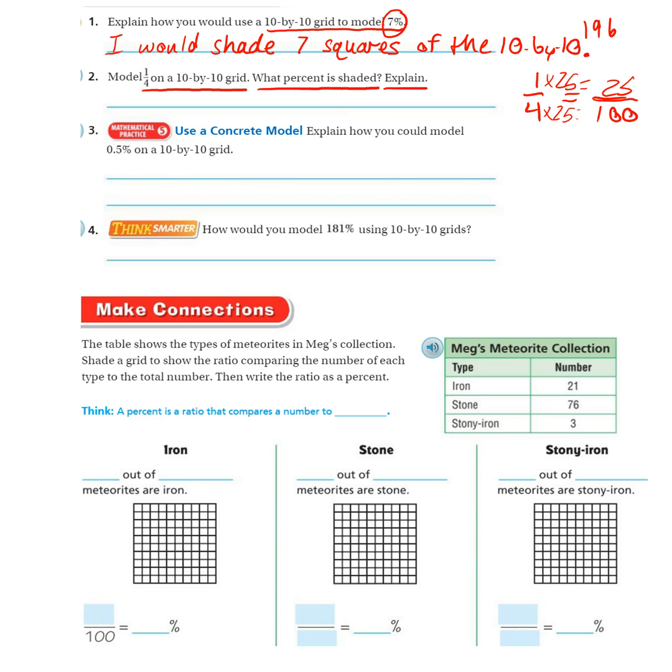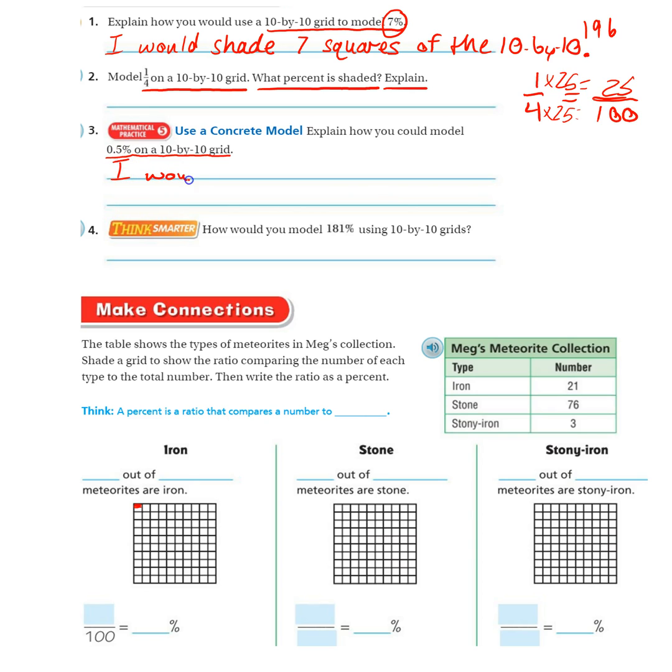Okay. Number 3, explain how you can model 0.5% on a 10 by 10 grid. Okay. So 0.5, that's less than one of these little squares. And in fact, 0.5 would be exactly half of one of these squares. So I would have to cut one of these squares in half and just shade half of one of those squares.